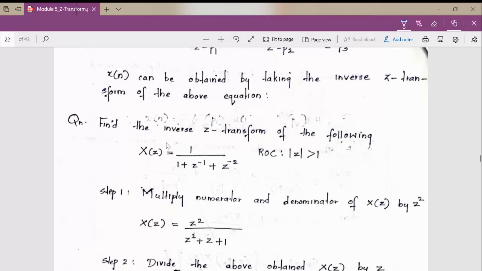Find the inverse Z transform of the following. X of Z is equal to 1 by 1 plus Z raised to minus 1 plus Z raised to minus 2. The ROC is magnitude of Z greater than 0.